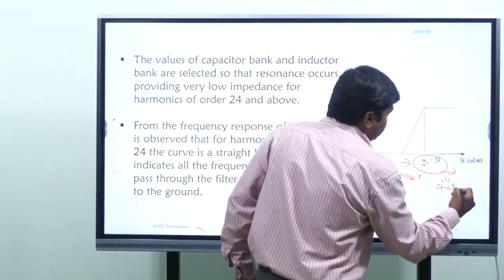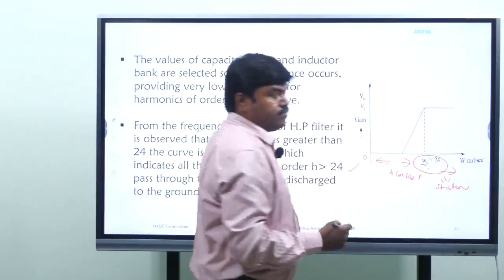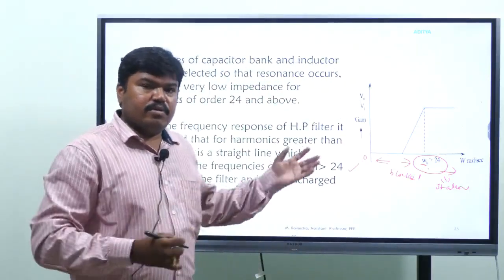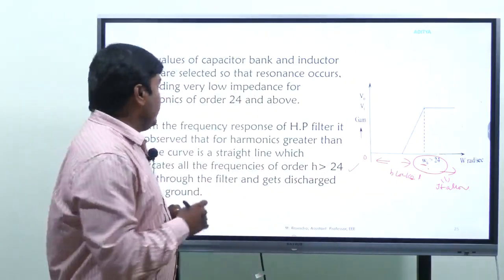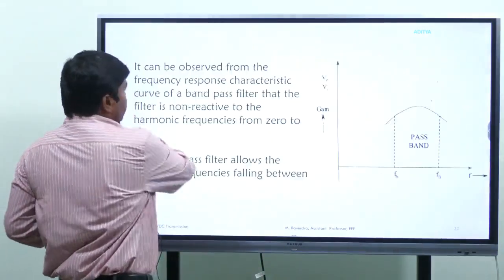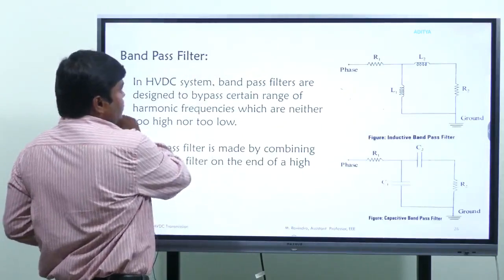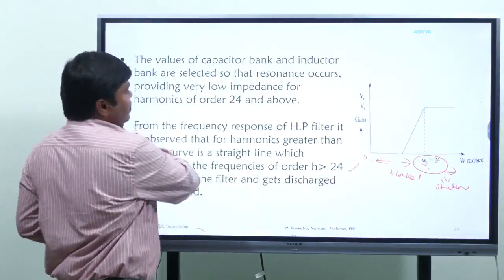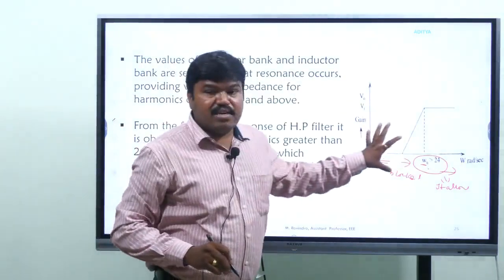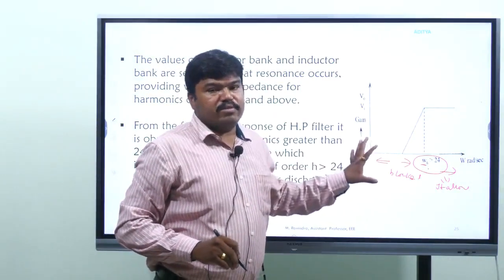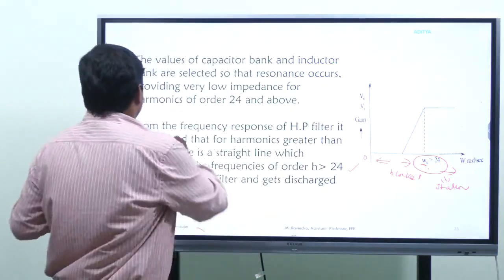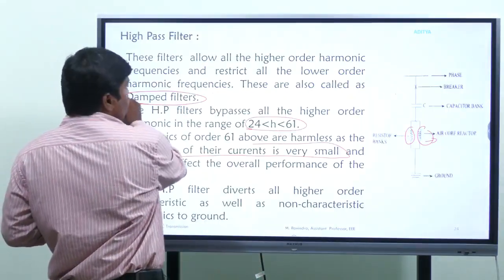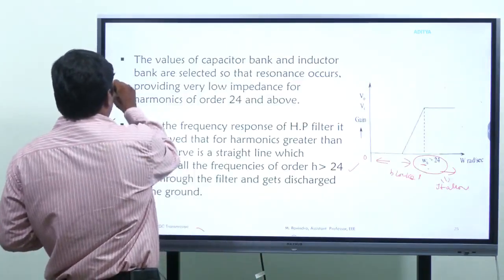That means the harmonics greater than 24 are allowed to pass through. This filter has been designed in such a way that it does not allow low order harmonics. It allows only higher order harmonics. That is the filter here.